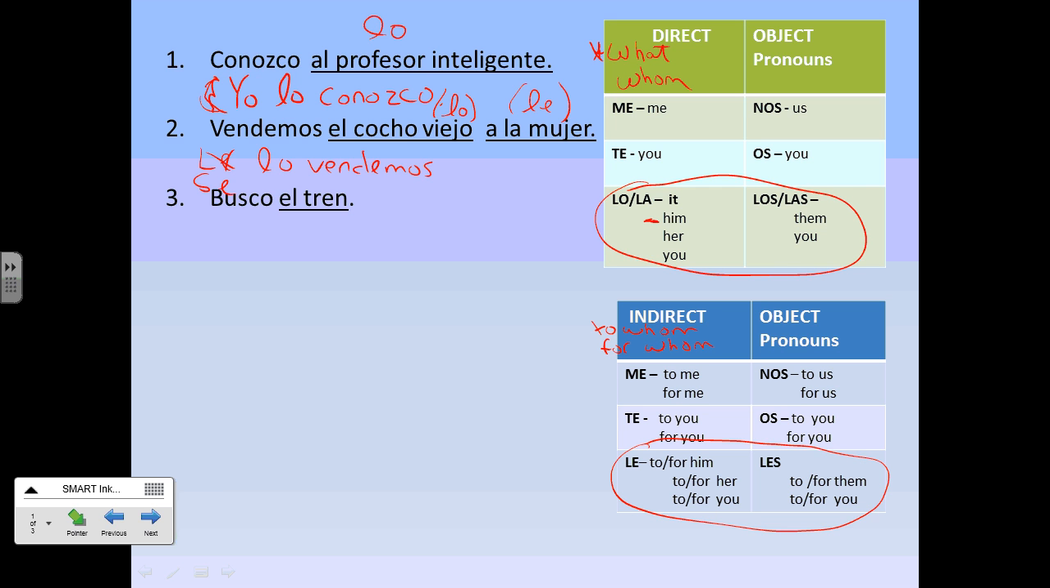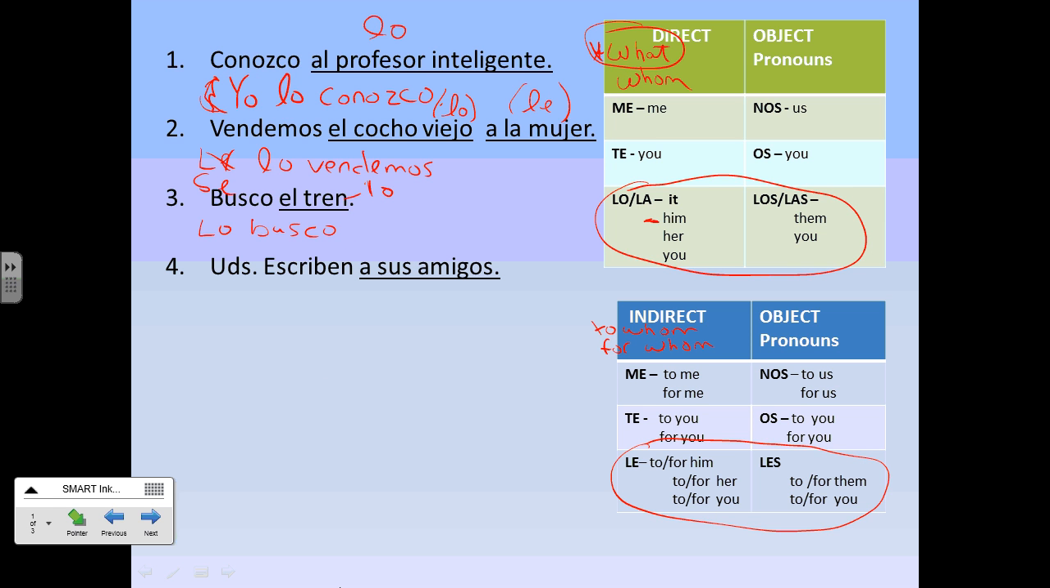Buscar is to look for, the verb to look for. Okay? I look for the train. The train is a thing. We want to say I look for it. So we know it's a direct object because it's what? The only thing we have to look at between direct and indirect is whom. So el tren is masculine, so it would be lo. So you can put it above it, and then you're going to rewrite it. Lo busco, it goes in front. If you have any questions, write them down and I can answer them.